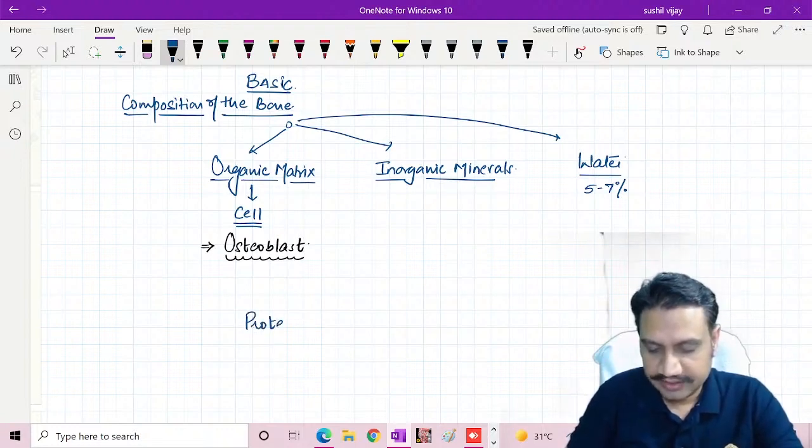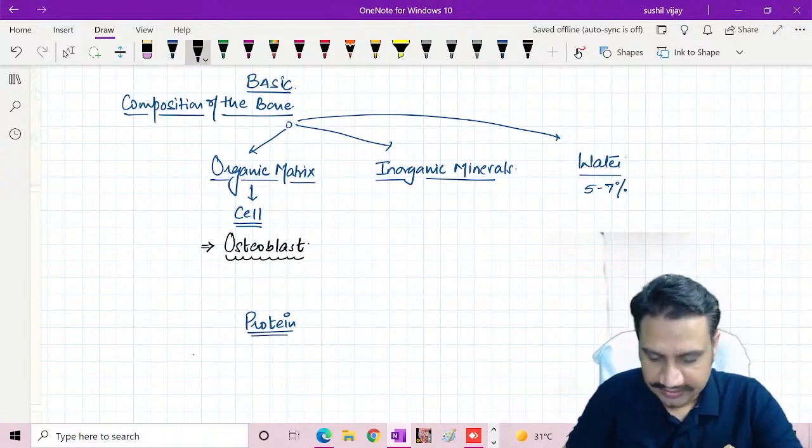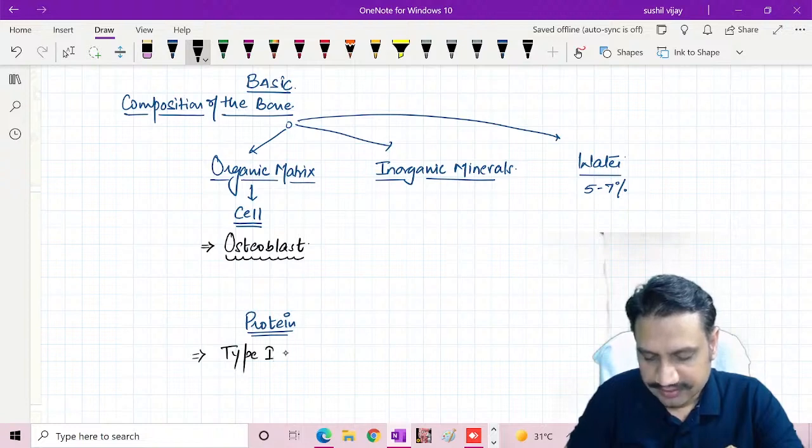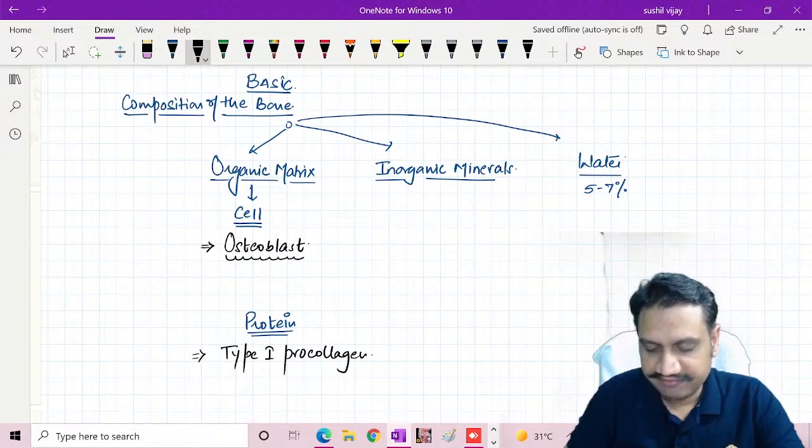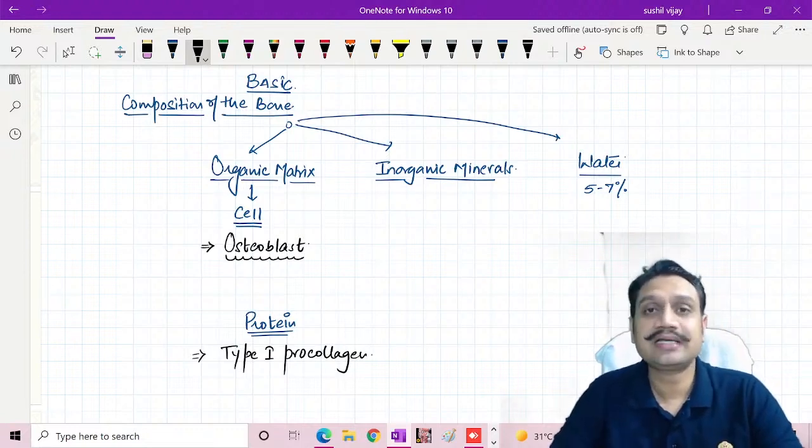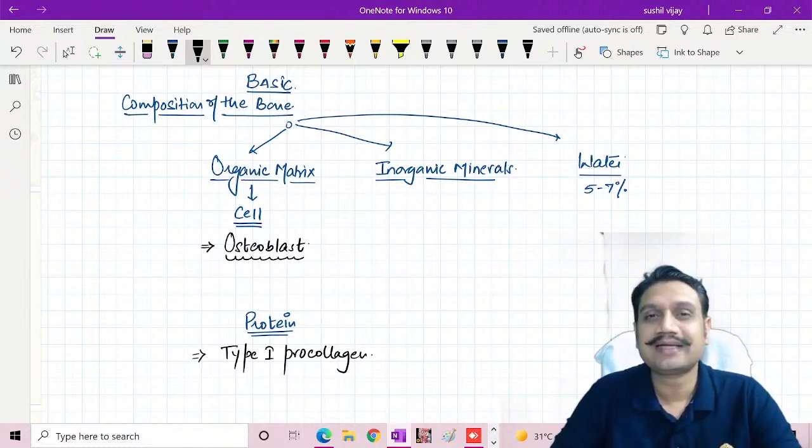And that protein is known as type 1 collagen. It is known as type 1 procollagen. So the matrix, the framework, will be made by the cell. Which cell? The osteoblast. And this osteoblast is going to secrete some protein. That protein is what you call type 1 procollagen.